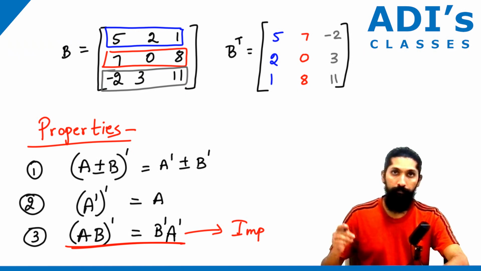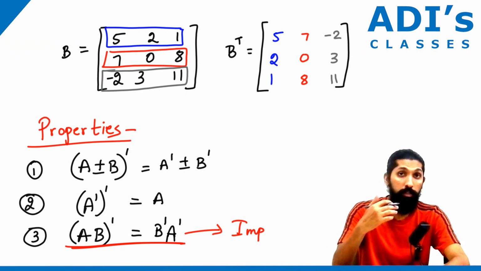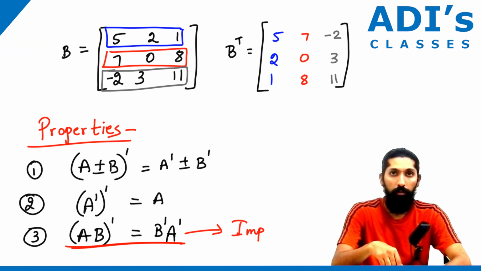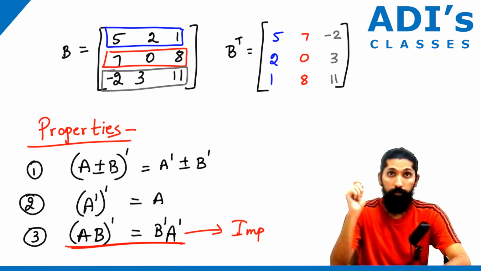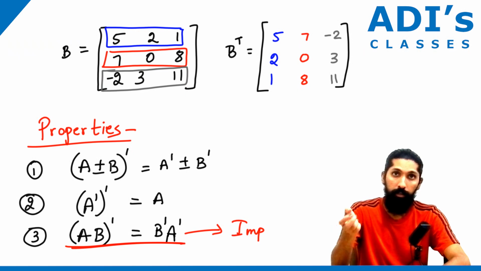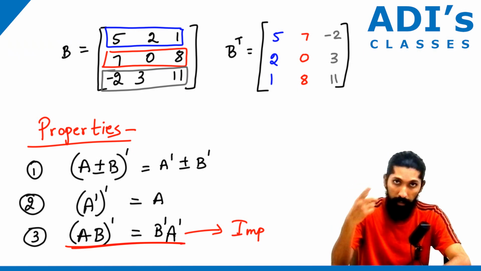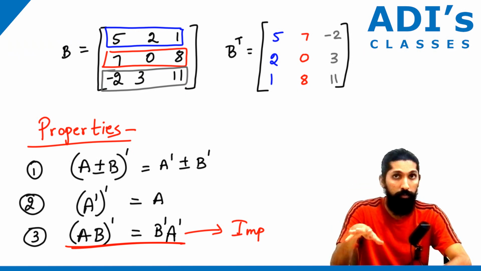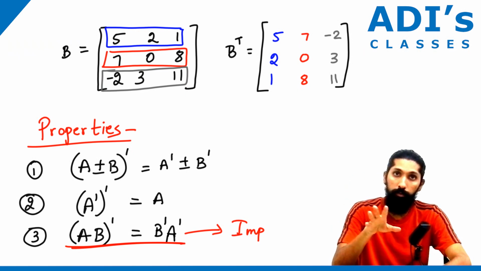Fair enough? Now that you have understood what is transpose of a matrix, there are two types of matrices which are very special. I mean, they have a special meaning to that particular matrix. Okay, now in the next video, you will understand what those matrices are and the properties of those two matrices.